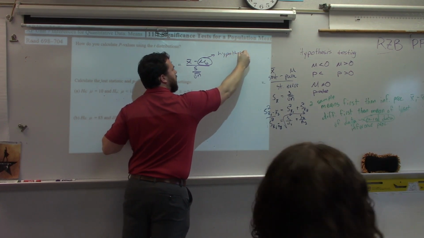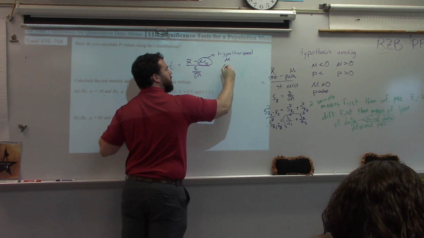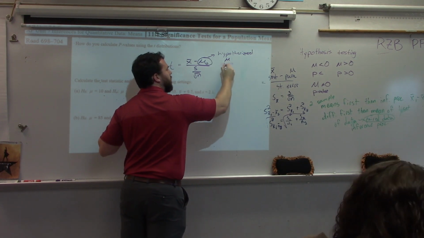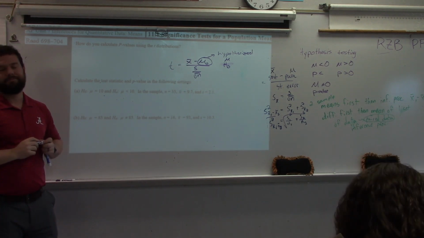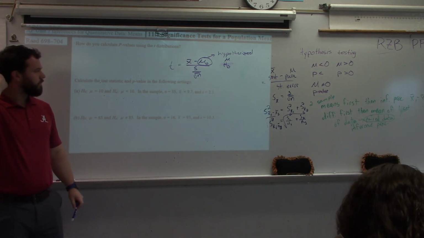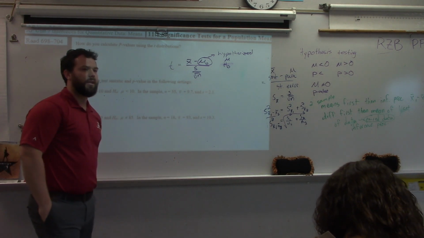That's the hypothesized mu. That's the only reason it has that subscript there, because it's referring to the null hypothesis. Do we need to put that there? No, you do not need to put that there. That's just what the textbook has. Is everything else good with that?